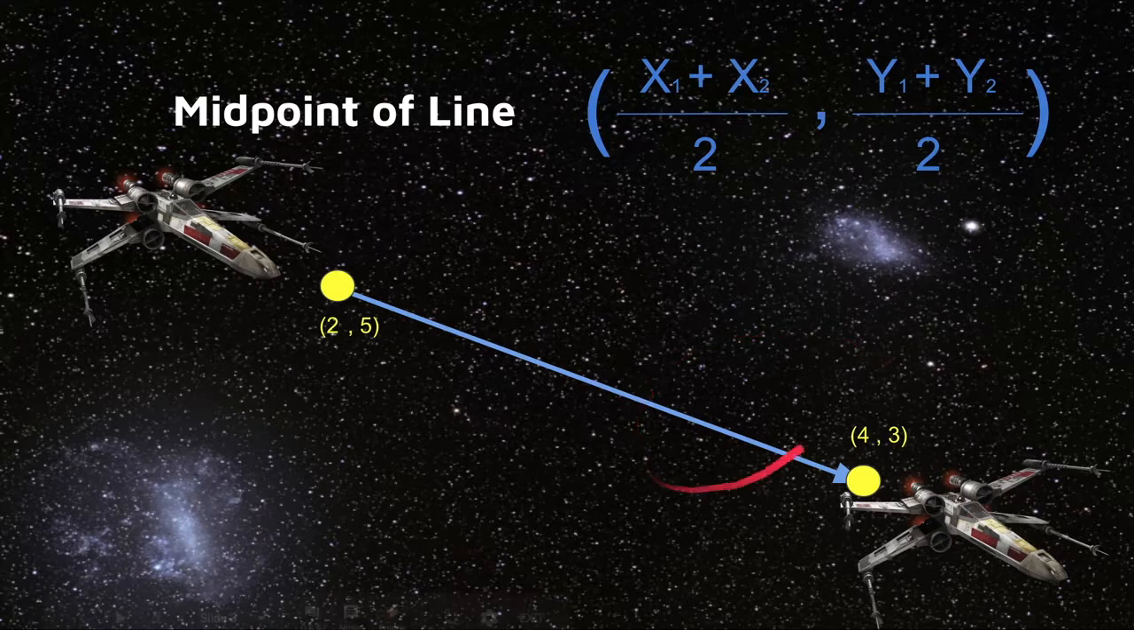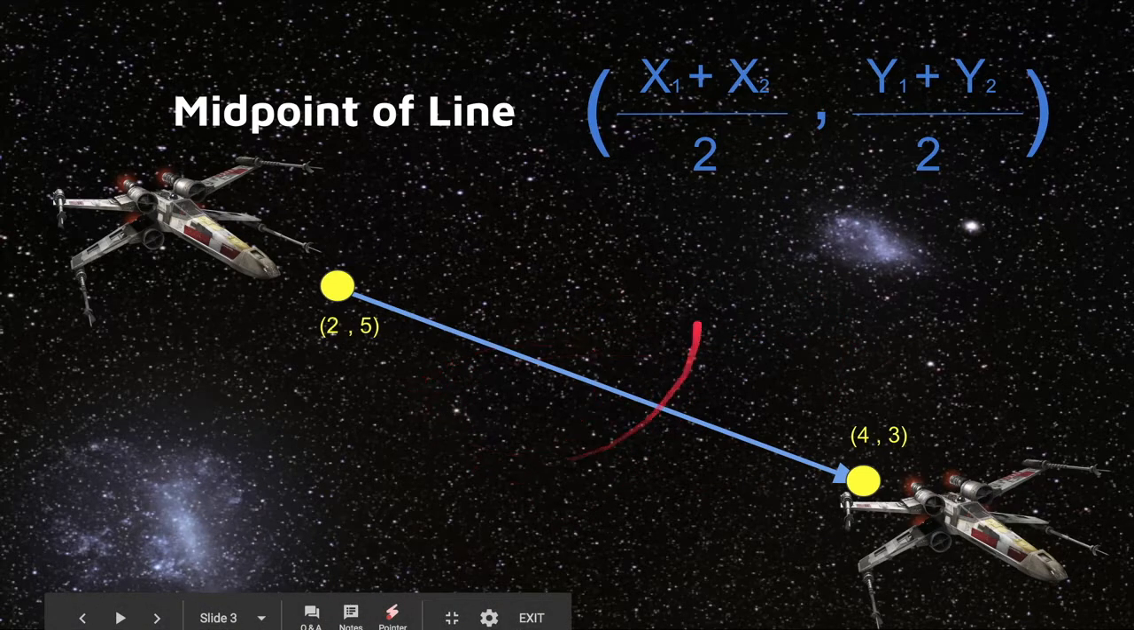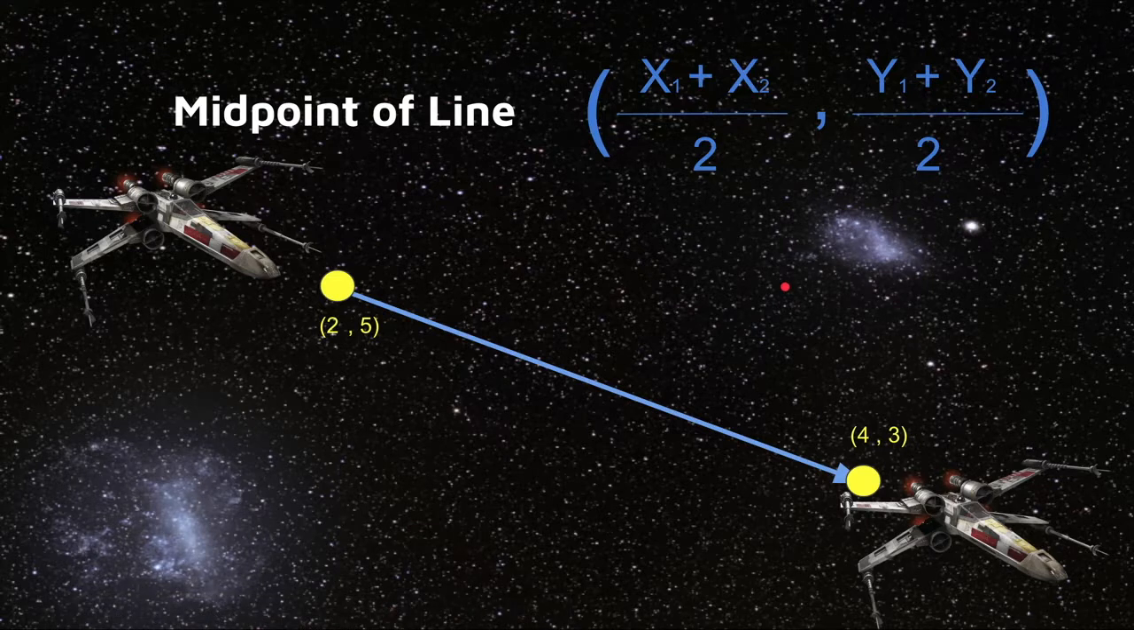Okay, find the midpoint of this line. Go, pause the video. Okay, so again, x1 plus x2 over 2, so 2 plus 4 over 2, that's going to give you 3. And 5 plus 3 over 2, that's going to give you 4. So your midpoint is 3, 4.